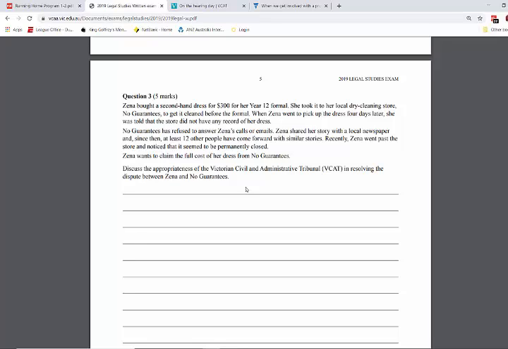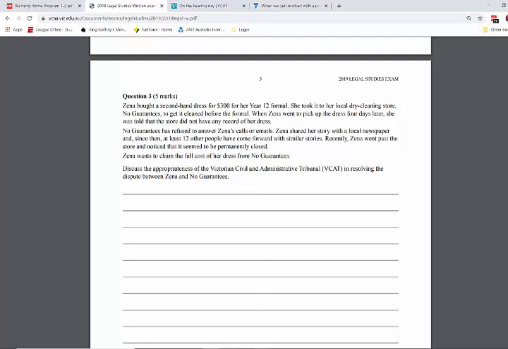But effectively, if this said, discuss the appropriateness of VCAT or CAV, we could really say with CAV, hey, it might be appropriate because it's a free service. It would help educate Zena on her rights and responsibilities, promoting access. But ultimately, it couldn't force, no guarantees to return the dress or give her the money for it. It couldn't force, no guarantees to even engage with all the parties. And ultimately, they might just give Zena the information of how to go to VCAT anyway.